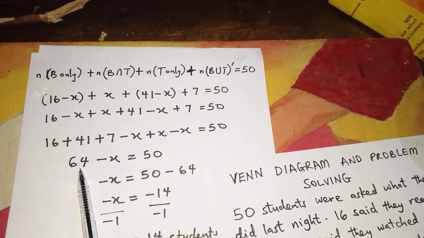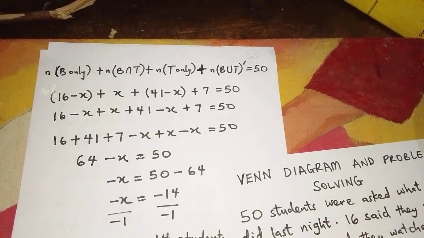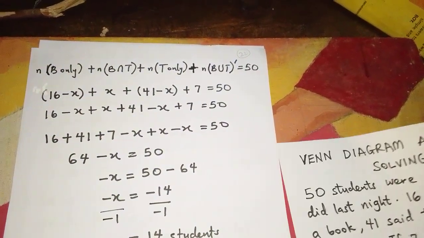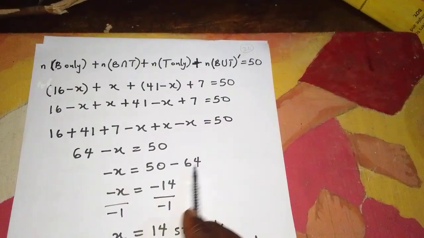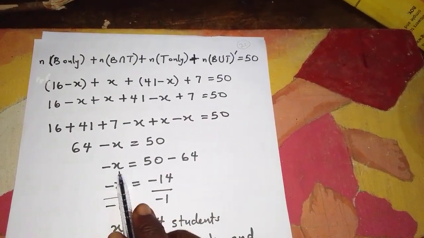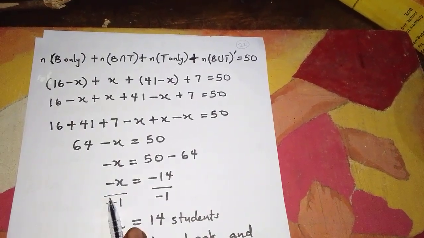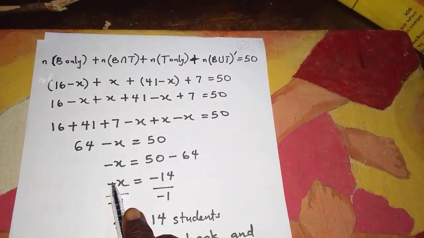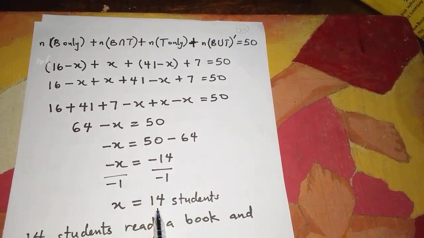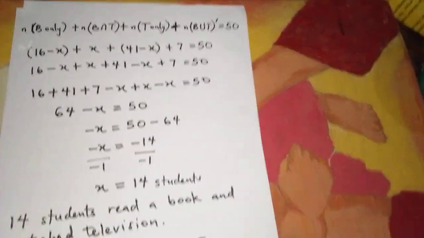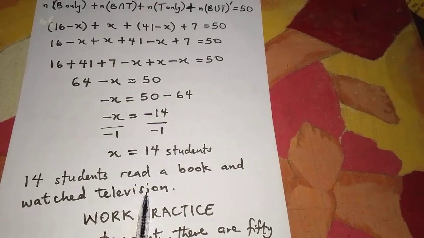If I bring this 64 to this side, it will now be what? 50 minus 64. So 50 minus 64 will give us what? Minus X is equal to minus 14. To get positive X, divide both sides by minus 1. Minus cancels minus, remaining what? X is equal to 14. So it means 14 students read their book and watched television.